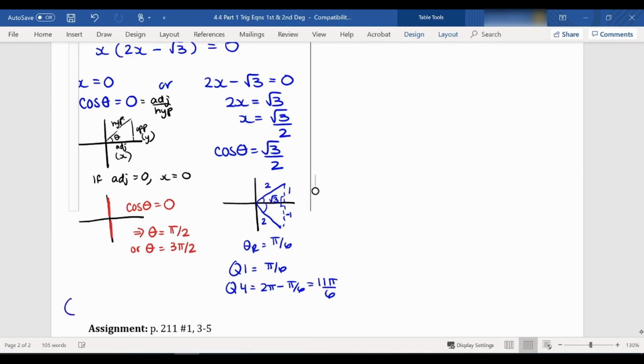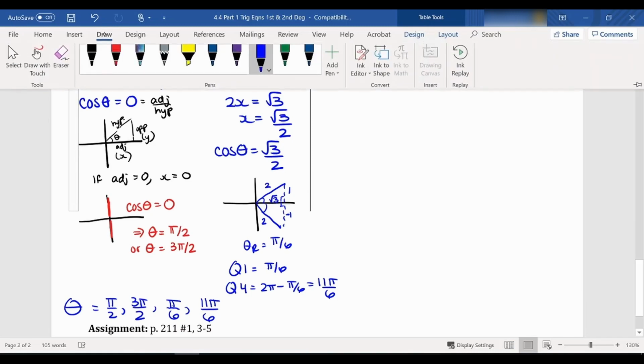So I have 4 answers. Theta is pi over 2, or 3 pi over 2, from our x equals 0, or cosine theta equals 0, or pi over 6 and 11 pi over 6 from our x equals root 3 over 2, or cosine equals root 3 over 2.